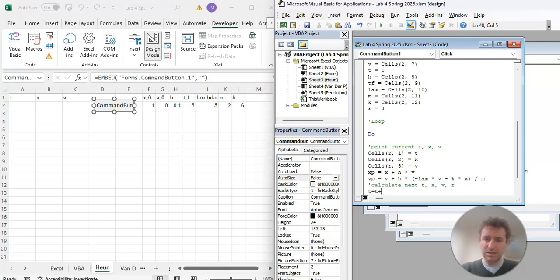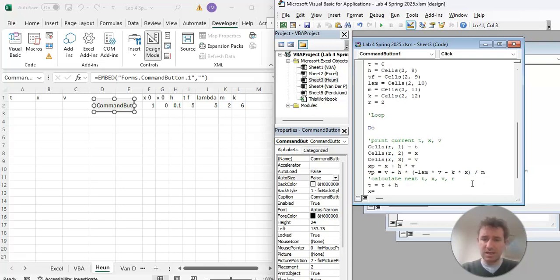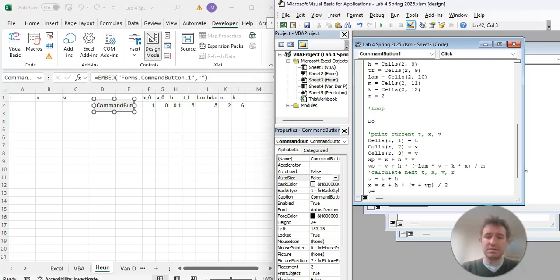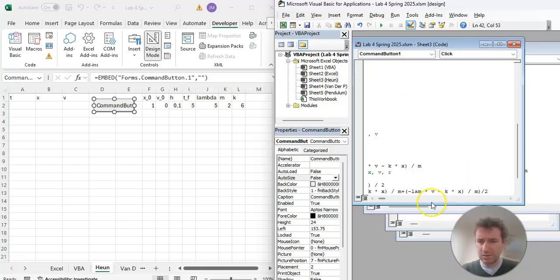Now we do the rest of these. So t isn't too bad, t plus h, x isn't too bad, x plus h times, oh yeah, and of course we're not doing Euler's method, we're doing Heun's method. So rather than the one dx dt, we have two dx dt's averaged. One is the previous dx dt and one is the predicted one. And then v is equal to v plus h times, now we're going to average two slopes. They both look like this. So I'm going to copy paste this. So that's going to be the previous one plus the predicted one.